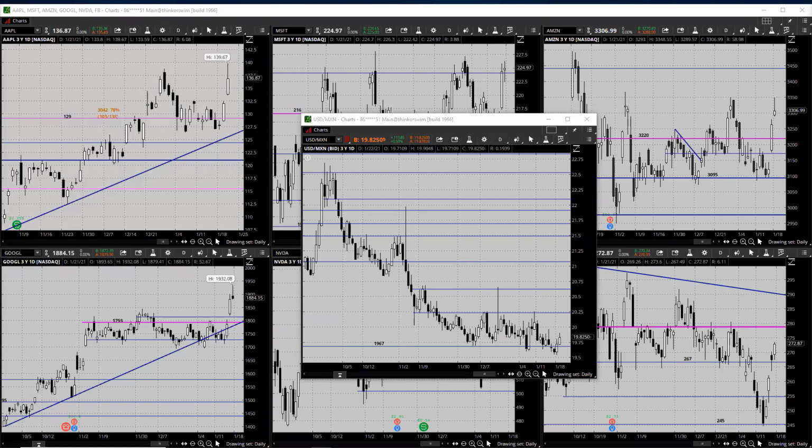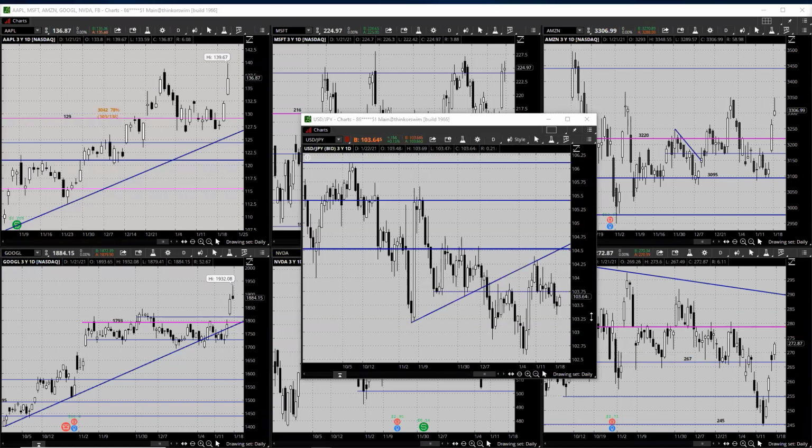And let's take a look at the dollar yen. This has been going nowhere. We did adjust our levels from yesterday, coming into yesterday, but nothing's really changed here in the dollar yen.